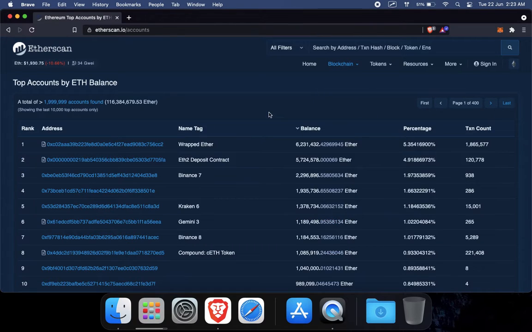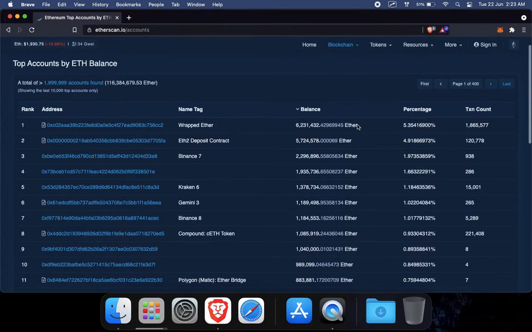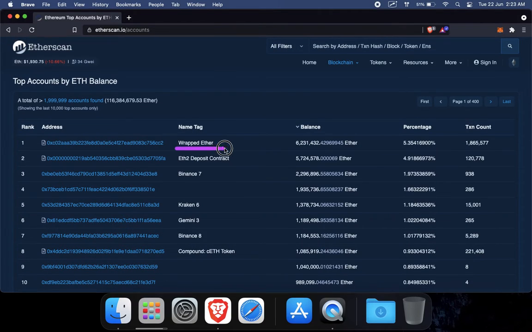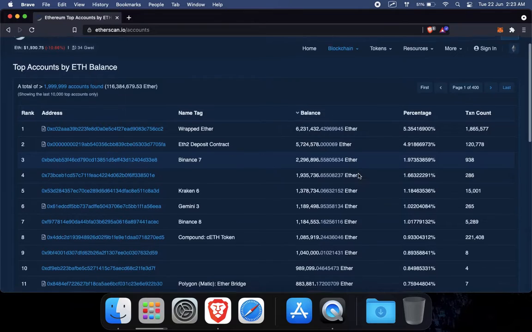So what are the top holding accounts in the world? So this account has wrapped Ether, 6,231,432, right? Ether. That's a lot of Ether, right? They hold 5.35% of the entire Ethereum value on Earth. That's a lot, right? That's a lot of Ethereum, right?